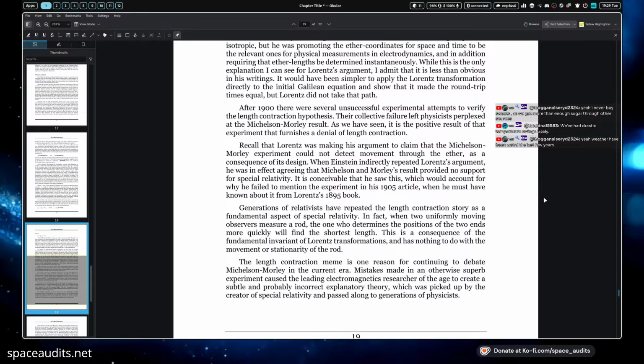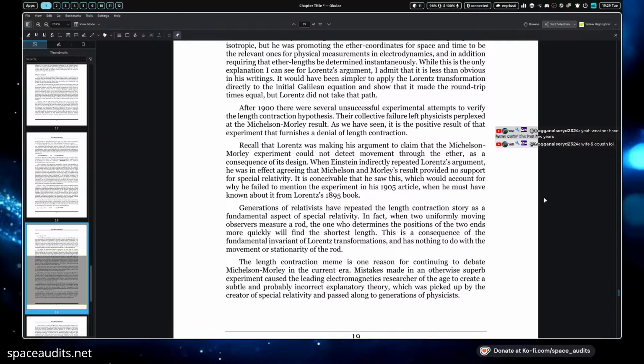Generations of relativists have repeated the length contraction story as a fundamental aspect of special relativity. In fact, when two uniformly moving observers measure a rod, the one who determines the positions of the two ends more quickly will find the shortest length. This is a consequence of the fundamental invariant of the Lorentz transformations and has nothing to do with movement or stationarity of the rod.